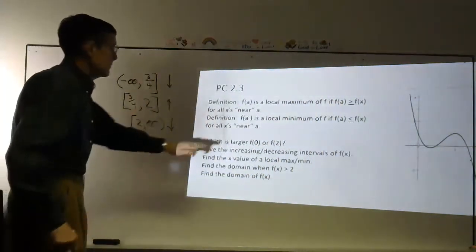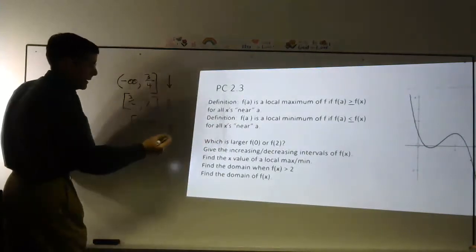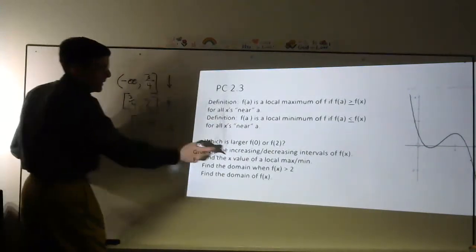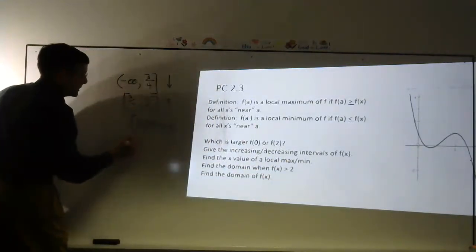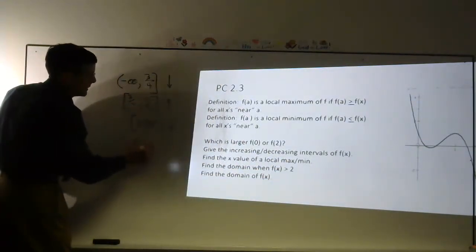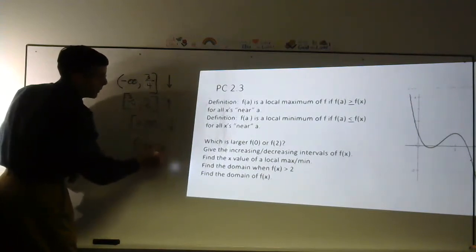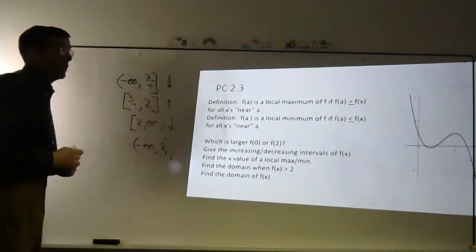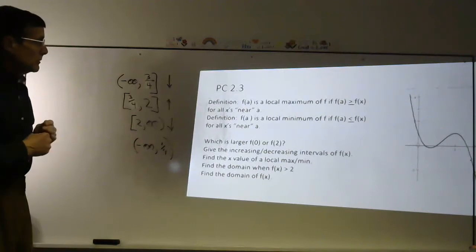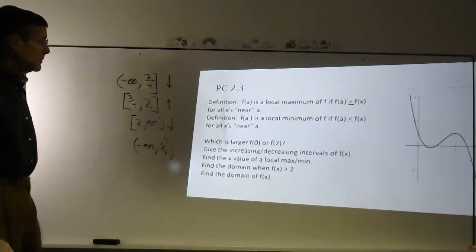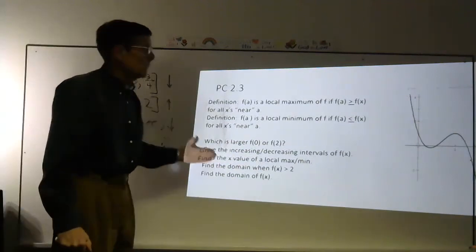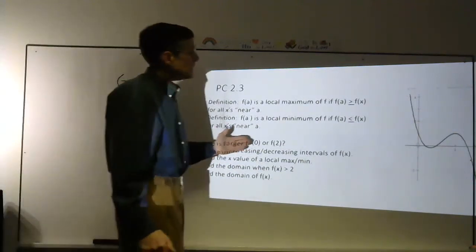So if we want bigger than 2, I'm going to say you can't use 2. Okay, so I'm going to say from negative infinity up to a quarter, parenthesis, because we don't want to use 2, is the domain when f of x is bigger than 2. Now, find the domain of the whole thing.